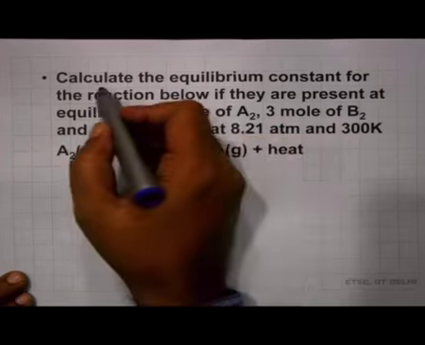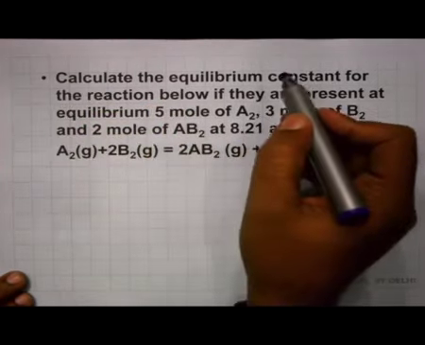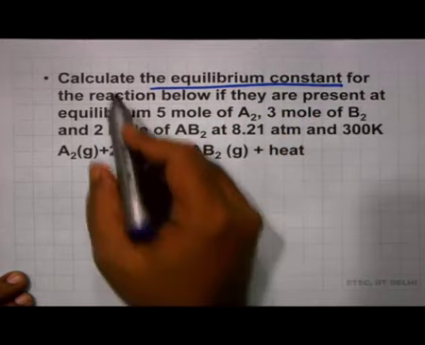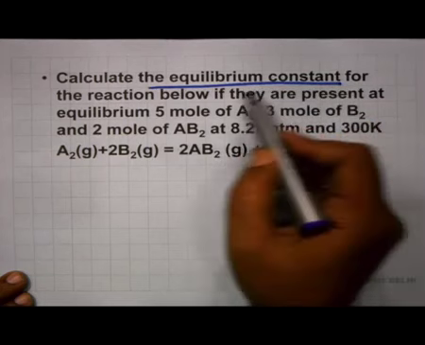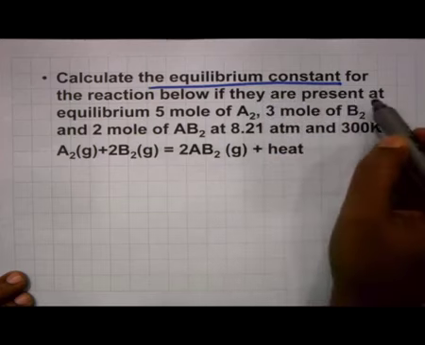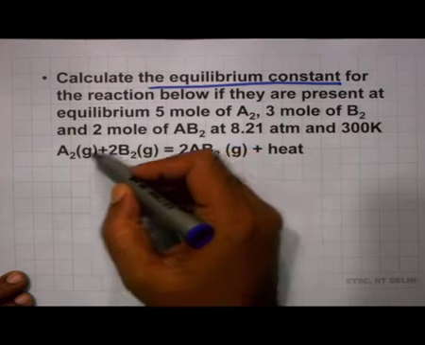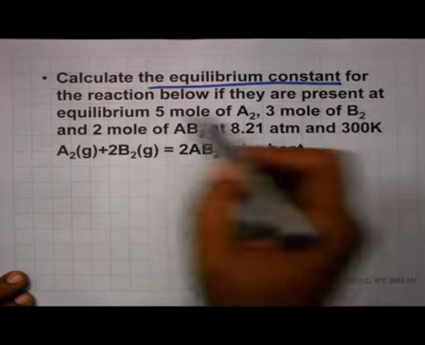Let us look at this case. In this problem, what you need to calculate is the equilibrium constant. So, the question is: calculate the equilibrium constant for the reaction below if they are present. They means these reactants or products A2, B2 or AB2 are present at equilibrium.